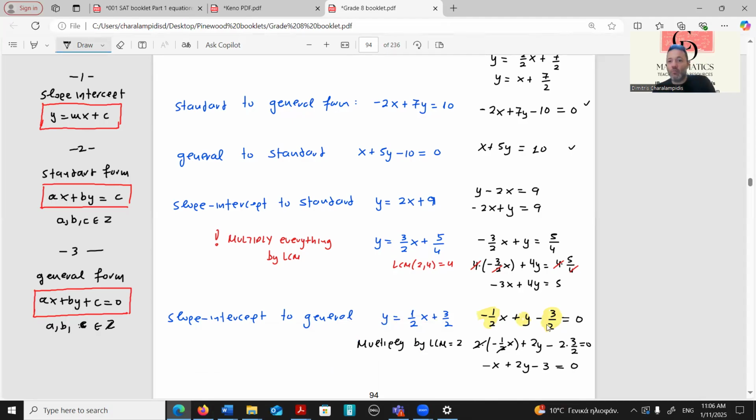That was all. I hope this video helped. Remember that I can easily go from one form to another through operations. Be careful with the signs when you change from one side to another. And remember that in the case of standard form and general form, you need the coefficients as well to be whole ones.